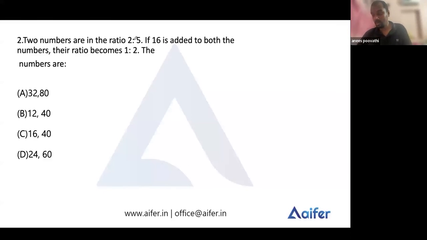We have two numbers in the ratio 2:5. If 16 is added to both the numbers, the ratio becomes 1:2. The numbers are?